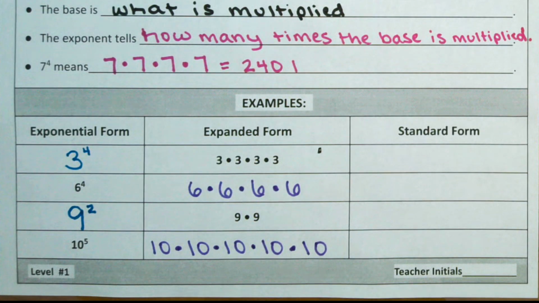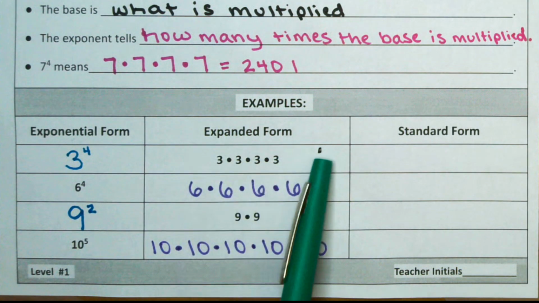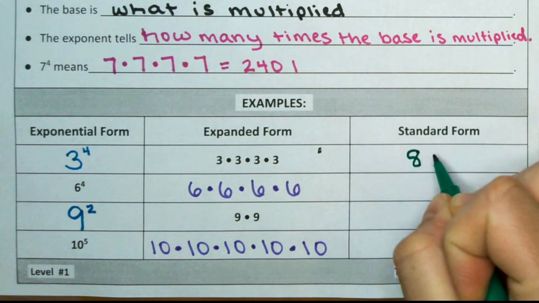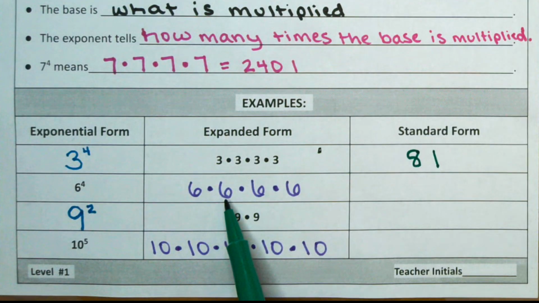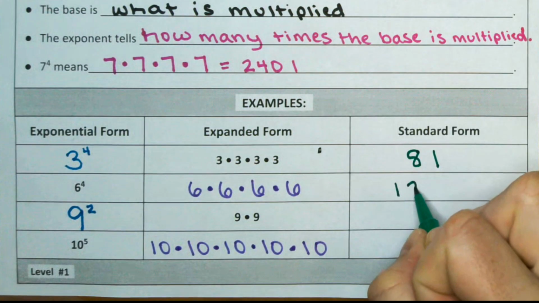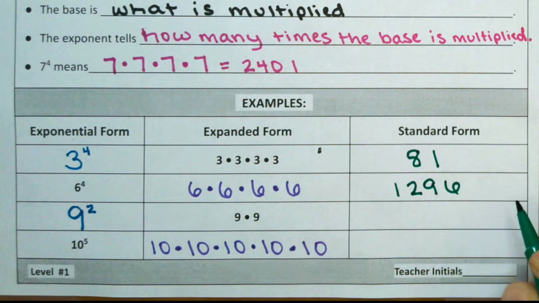Perfect. And then I actually think standard form is the easiest one because you literally just multiply these. 3 times 3 times 3 times 3 is 81. 6 times 6 times 6 times 6 is 1,296. Go ahead and fill in these bottom 2 on your own, then come back to the video.